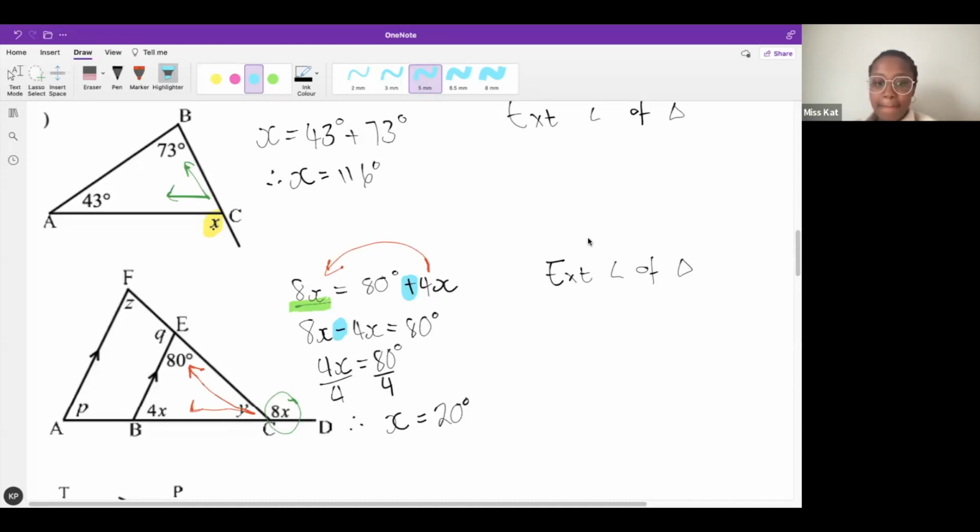80 degrees. Yes, but if you take 8x minus 4x, how much will you get? It's like saying 8 apples minus 4 apples. You get 4x. Beautiful. So that's where we got this 4x. Now I want to get rid of this 4 in front. Remember, I want x to be alone, right? Yes.